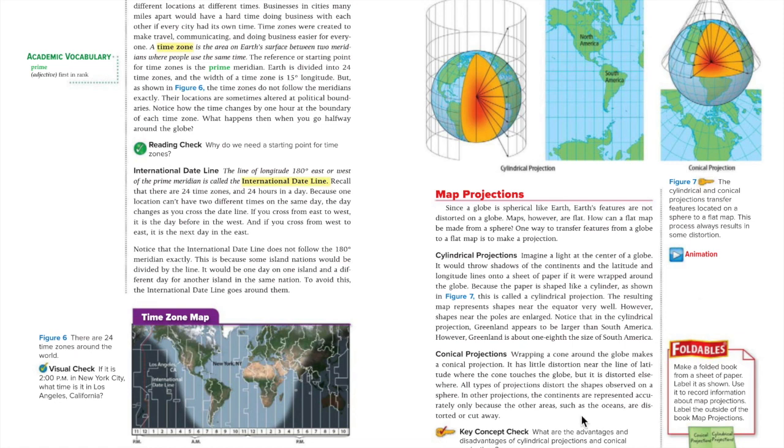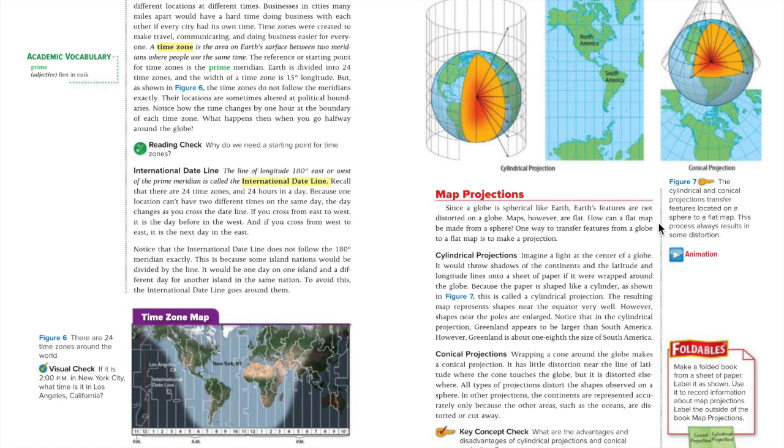So conical projections is like wrapping a cone around the globe to make this projection, okay? And it has a little bit of distortion near the line of latitude where the cone touches the globe, okay? But it is distorted elsewhere. So all types of projections, unfortunately, distort the shapes observed on a sphere because there's no way to perfectly put a projection onto a flat piece of paper from something that is round, right?